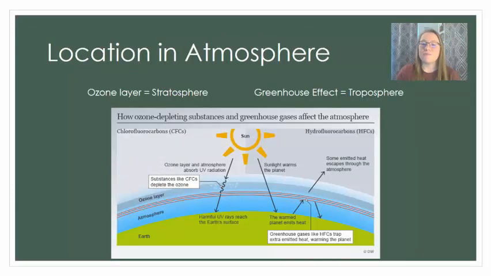Now, the greenhouse effect takes place in the troposphere. Remember, the troposphere is the layer of the atmosphere closest to the surface of the Earth, and this is where much of the weather patterns occur.